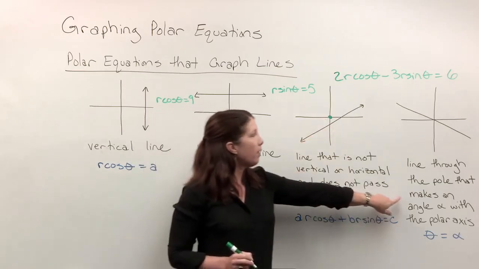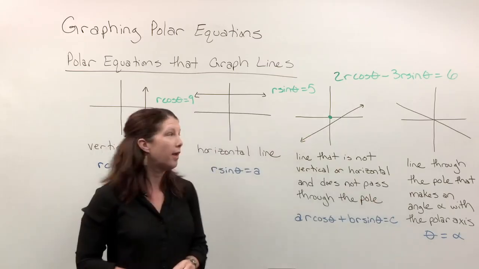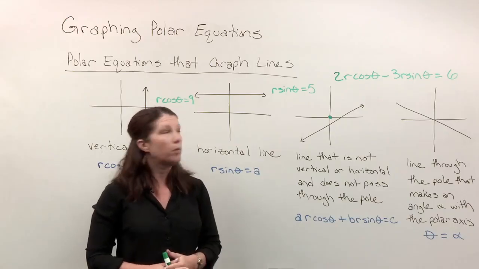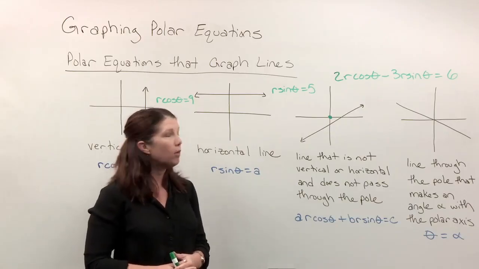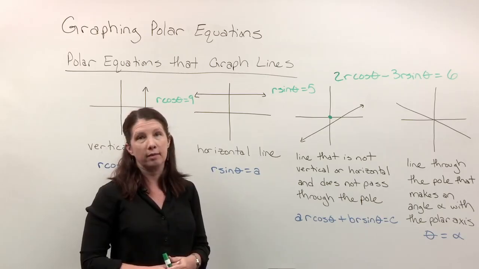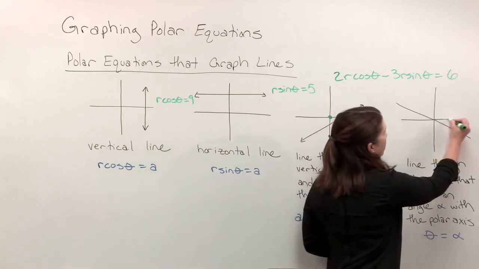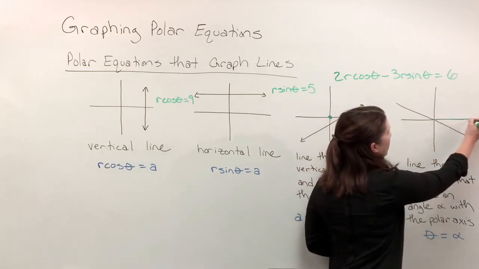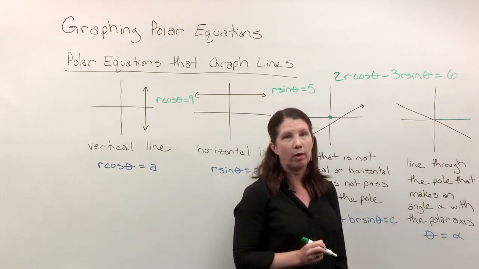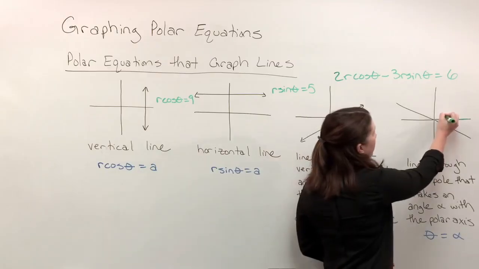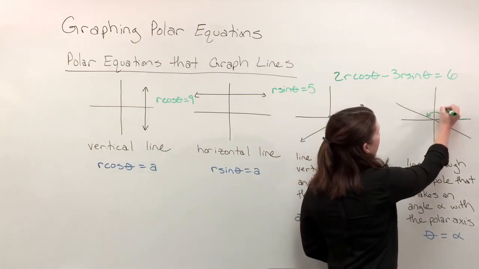The fourth type of line that we need to consider is a line that again is not vertical or horizontal, but that does pass through the pole and forms an angle alpha with the polar axis. On a polar plane, the polar axis is what we generally think of as the x-axis when we're talking about a rectangular plane. So that's our polar axis, and this line forms some angle alpha.